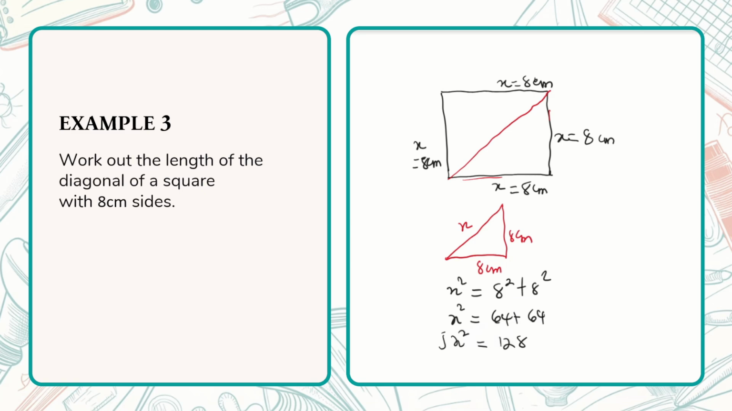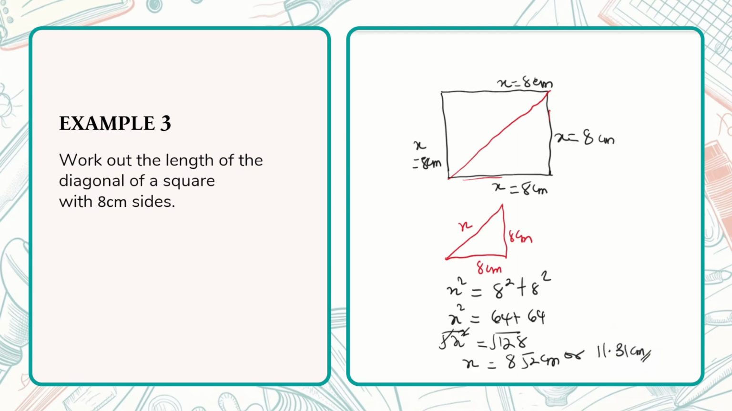We can find the square root of both sides, where this cancels this, and our x becomes equal to the square root of 128, which actually gives us 8 root 2. So 8 root 2 centimeters. Or better still, we can write the decimal, which is 11.31 centimeters. So that is the diagonal that we have found.